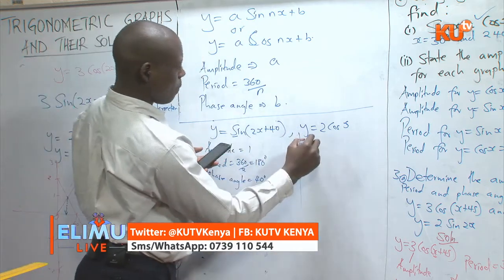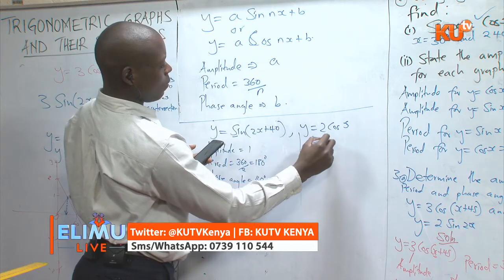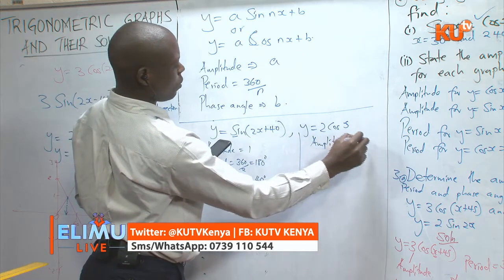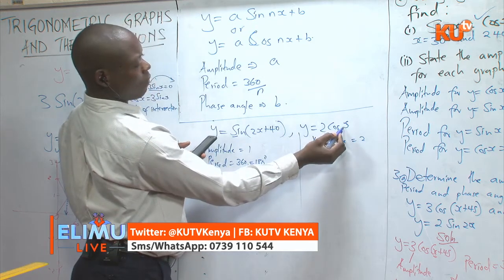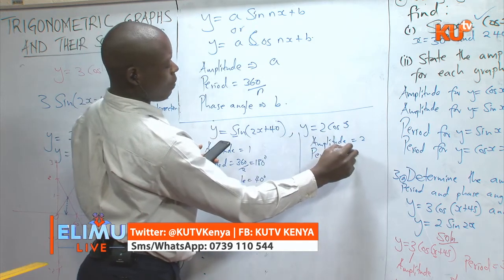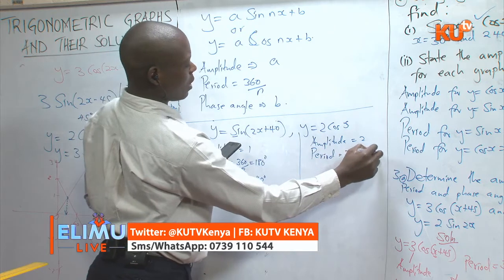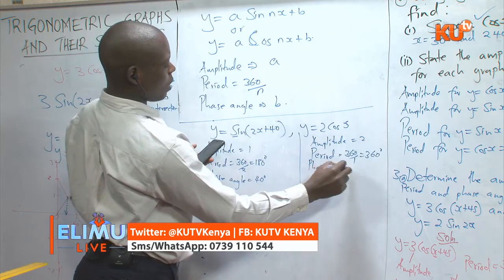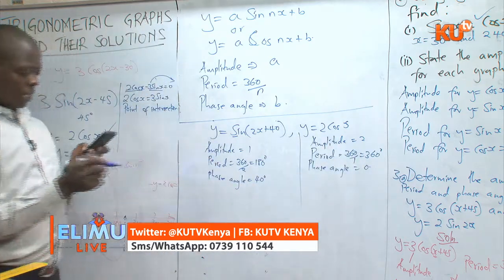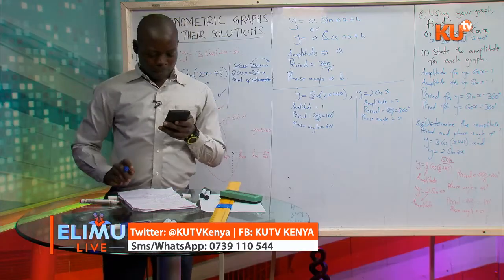For this one, the amplitude, the coefficient of cos here is 2. The period will be, the coefficient of x is 1. So it is 360 over 1, which is 360 degrees. And then the phase angle is 0. So that's how you work it out, Edwin.